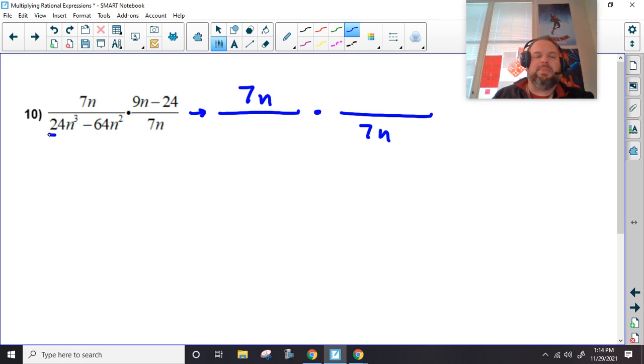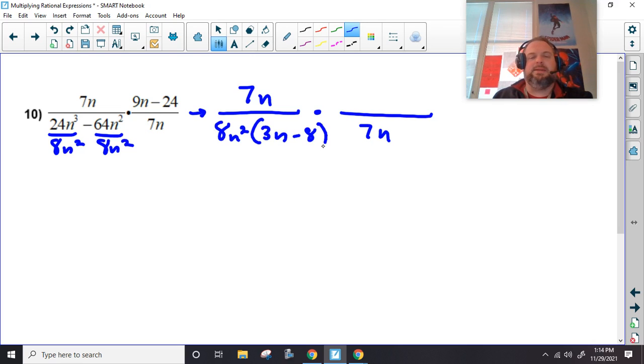Now, what is the GCF between 24 and 64? It is 8. What is the smallest exponent of n? 2. So we're going to factor that out. So 8n squared. This now becomes 3n, and this becomes 8.